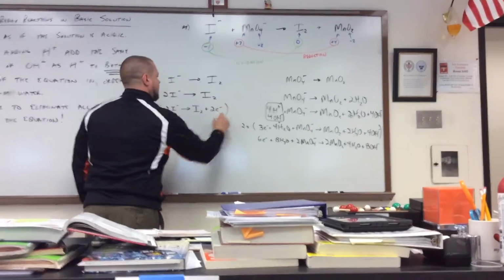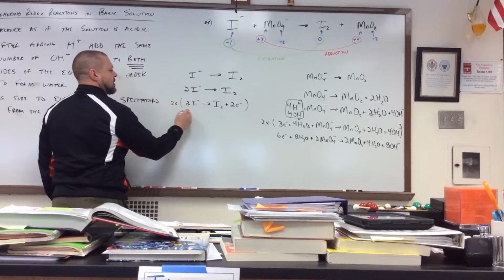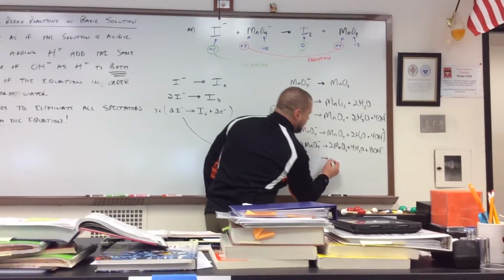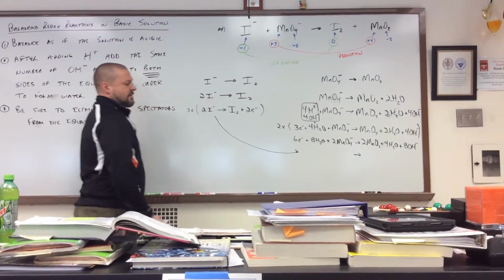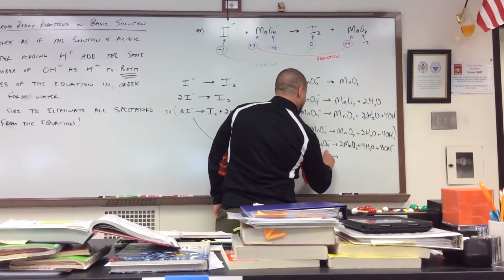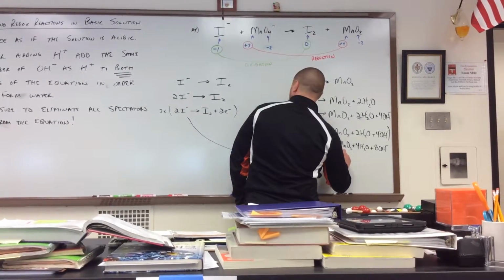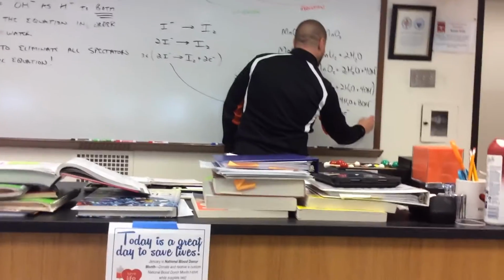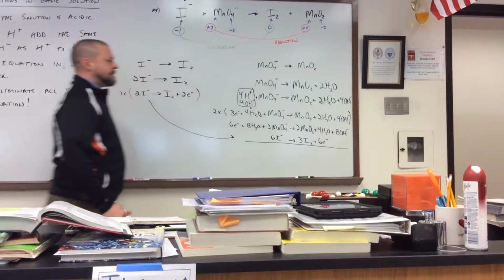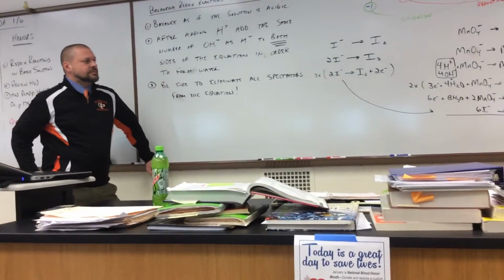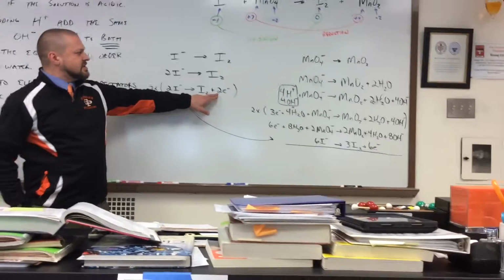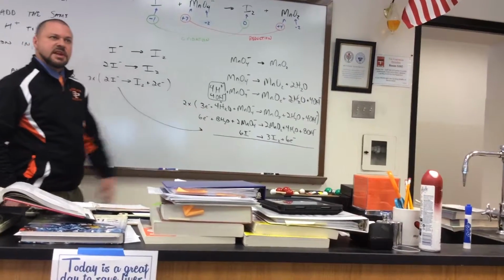And what am I going to do with this guy over here? 3 times. So it's going to become, again, I like to line up my yield zeros so I keep everything straight. So I'm going to have 6 I negative yielding 3 I2 plus 6 electrons. I'm going to add everything up. Did you times that by 2? I timed this by 3 to get this to 6, and I multiplied this by 2 to get this to 6. Electron exchange has to be the same.